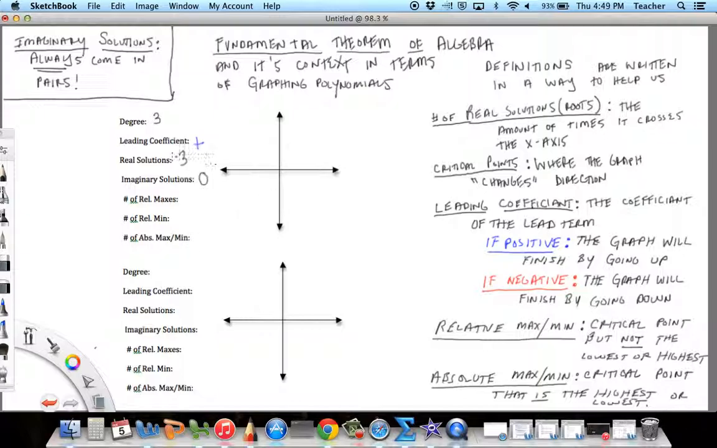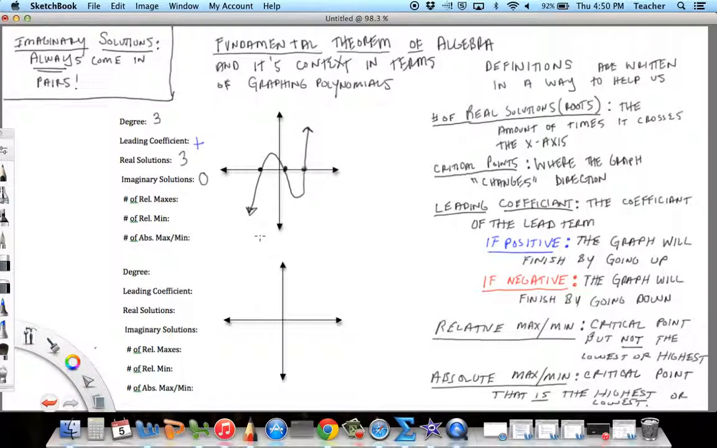Okay, let me graph this now. The leading coefficient is positive, so it's going to finish going up in this direction. I don't know what's going to happen here, but I know the last thing it has to do is go up. I know it has to cross the x-axis 3 times, so I'm going to draw 3 dots. I know my graph has to go through those at some point. So it goes through here, and in order to go through this one, we get this particular graph. That's a very bad looking graph. Let me clean this up a little bit and make it look better.